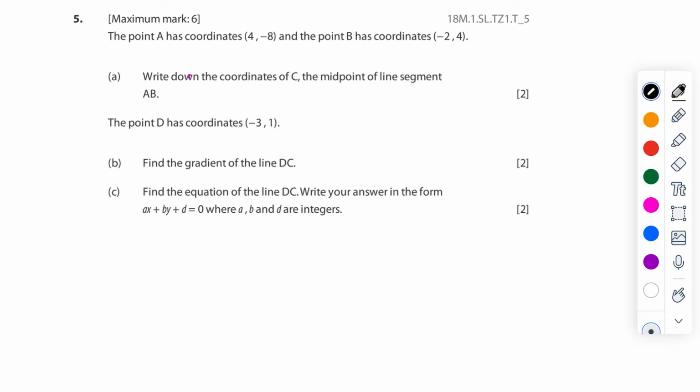Question 5. Point A has a coordinate and B has a coordinate. He is asking to find the coordinates of the midpoint.